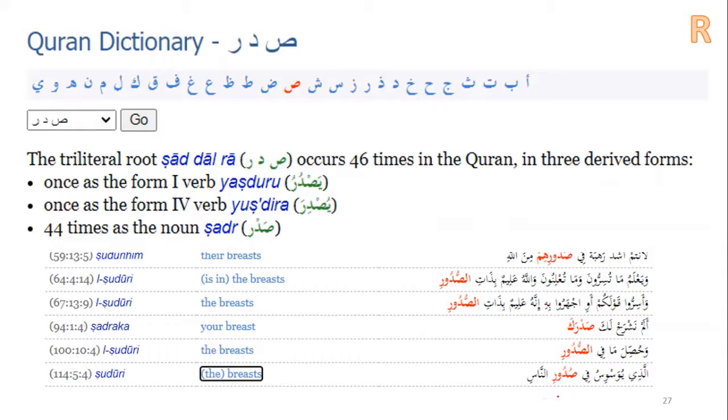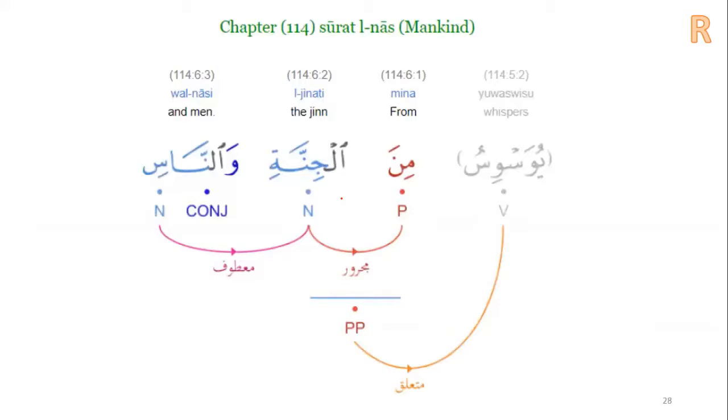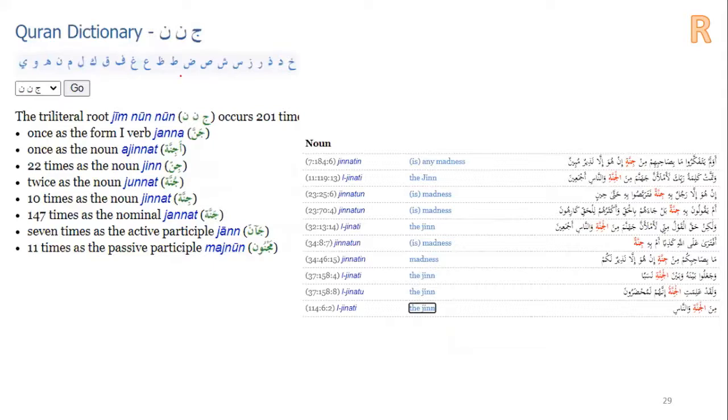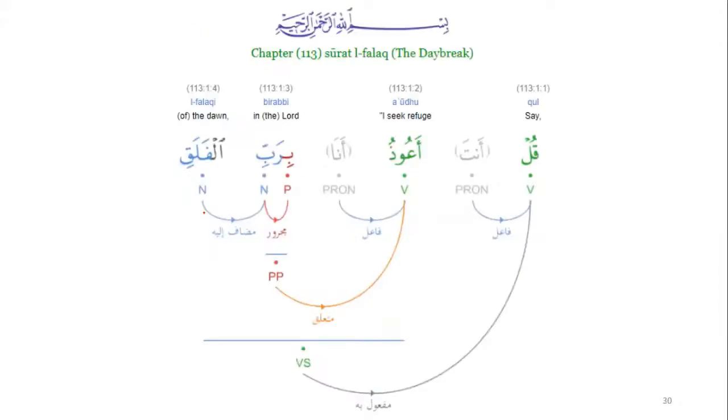And here it's referred to as allazi yuwassisu fi sudur an-nas, and sudur is being referred to as a noun over here. Finally, you have min al-jinnati wan-nas, and jim, nun, nun were the root letters of the word jinn. And this, interestingly, we pointed out, is also the same root as the word Jannah. So that was a brief review of what we discussed last time.